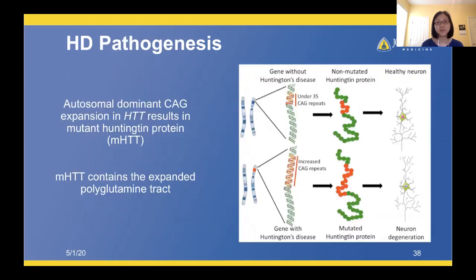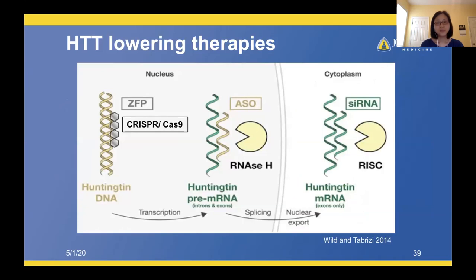So just to review HD pathogenesis, this really drives home the point that mutant huntingtin contains that expanded polyglutamine tract that leads to the formation of the mutated huntingtin protein, which leads to neuronal death and the symptoms of HD. So in the past few years, a major focus has been development and testing of therapies that target proximally in HD pathogenesis. Namely, by targeting either the HTT DNA, RNA, either at the pre-mRNA level or at the mRNA level, and the protein, which is not shown here. And among these, antisense oligonucleotides, or ASOs, are the most clinically developed.